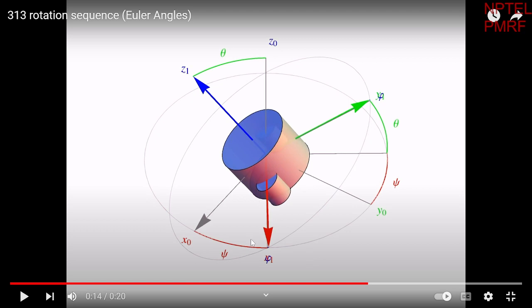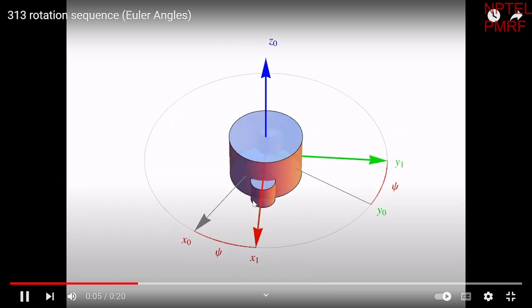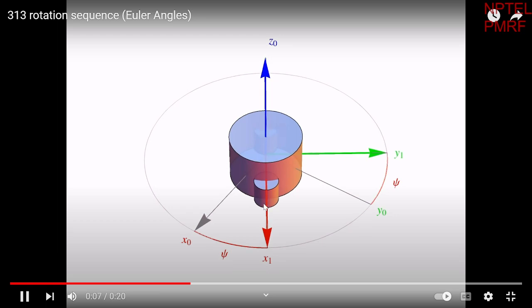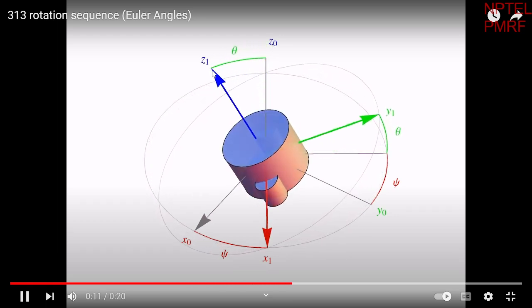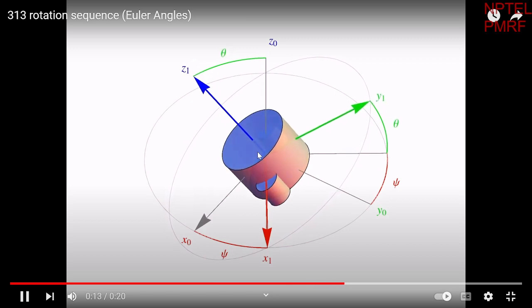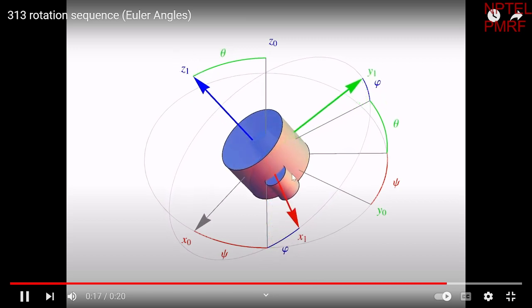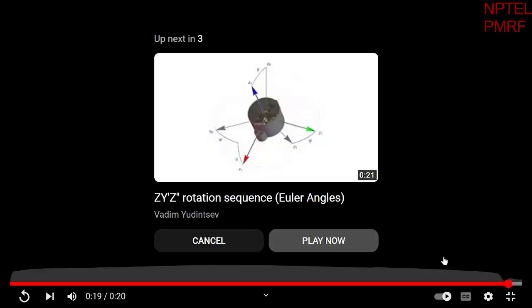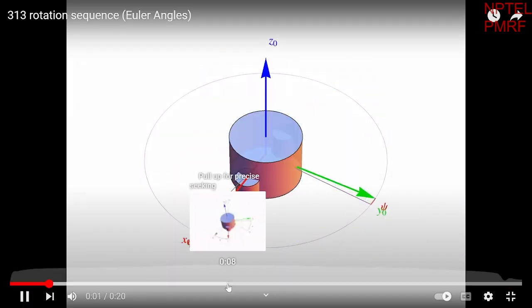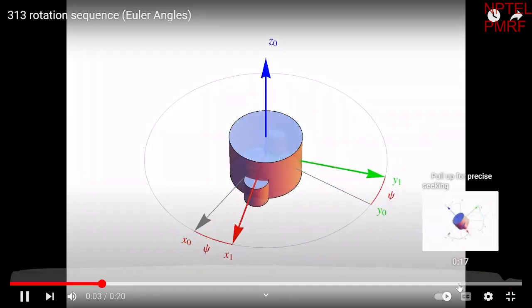Okay, so once it is aligned to x1, then rotate about x1 so that your z0 is set to z1, and the final step is to rotate about z1 so that this doesn't get changed, and your x goes to x1. Okay, it's on YouTube, you can just see.